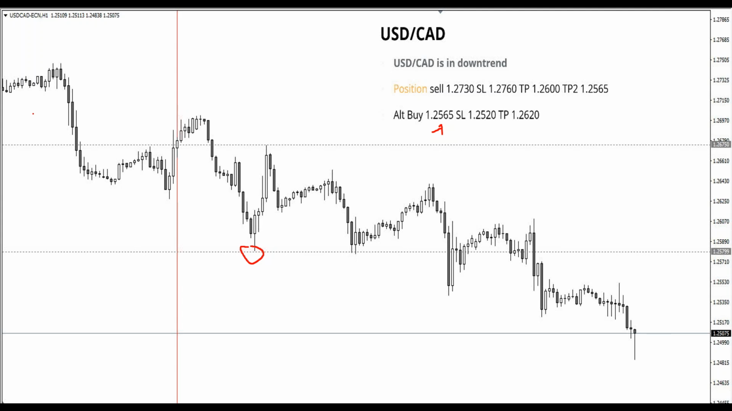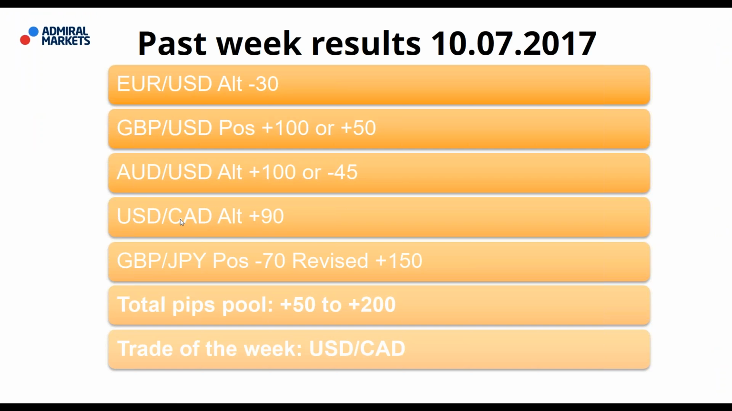I need to update the slide. Wait just a second. I will update my slide because it didn't show the correct pips in dollar CAD. So even 90 pips you could have made. So, alternative trade, plus 90 pips. Okay, I made 50, but maybe some of you made a bit more. So this was it. Dollar CAD, 90 pip win.